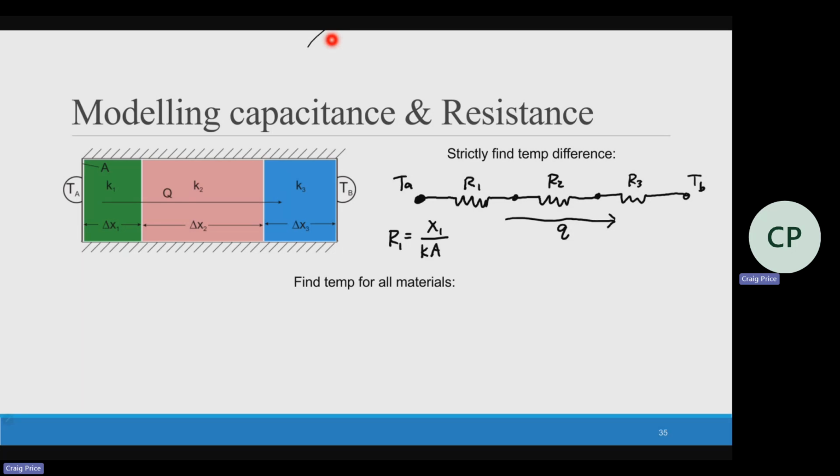But there's a problem with this. It's going to give me somewhat decent output, maybe, depending on what the properties of the materials are. But the problem is that this model doesn't include each material actually storing energy. It's just saying none of these are storing energy. It's going from one to the other. It's really not a very good model.